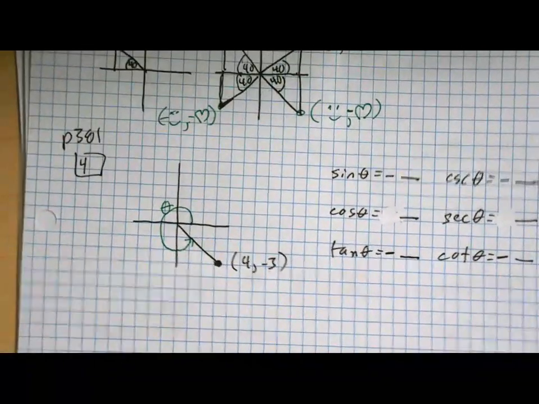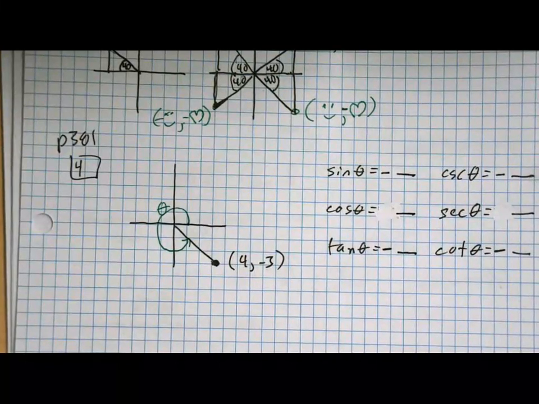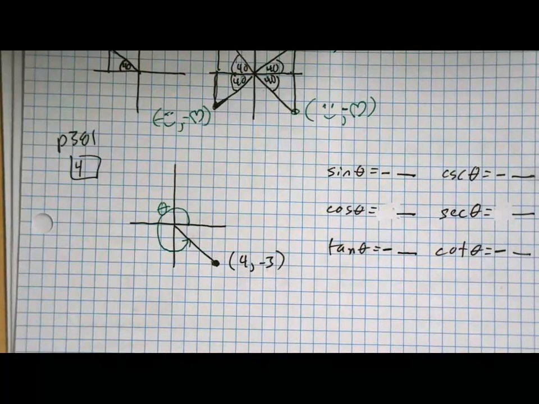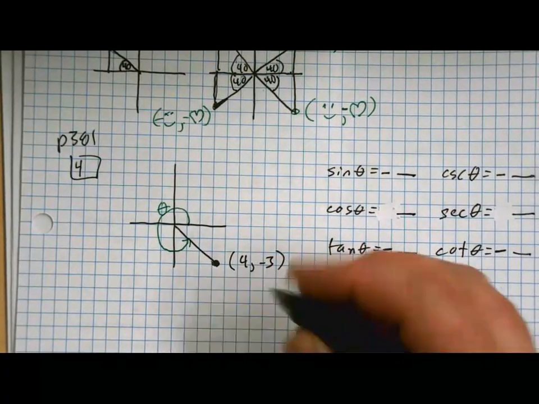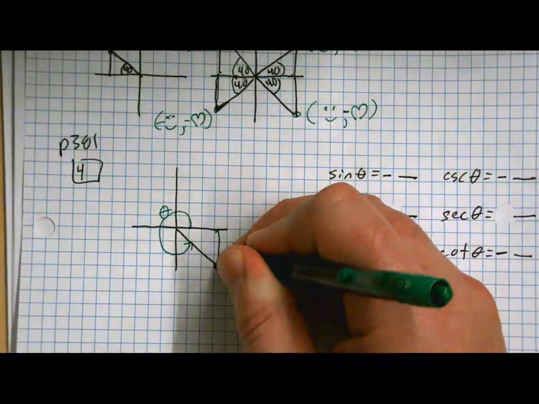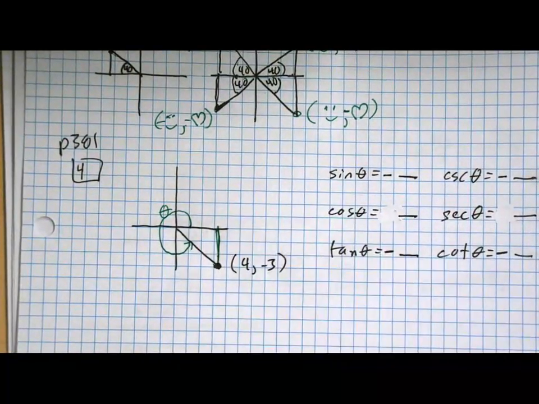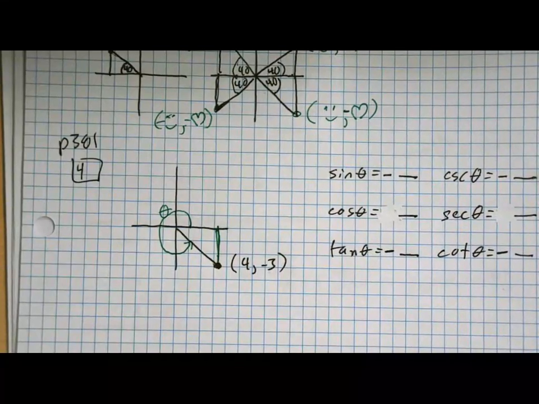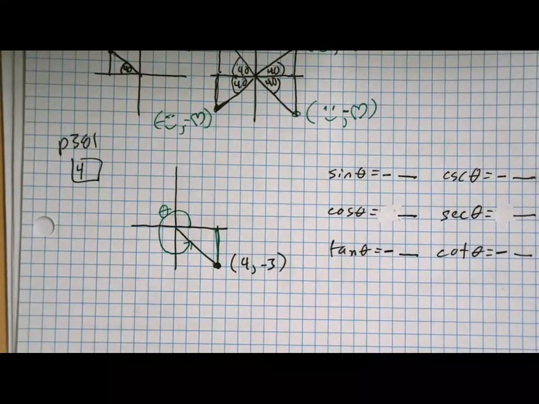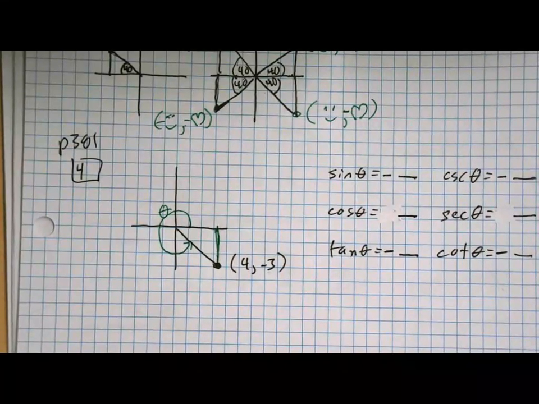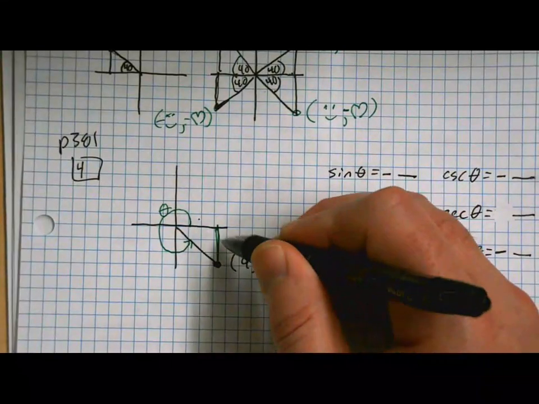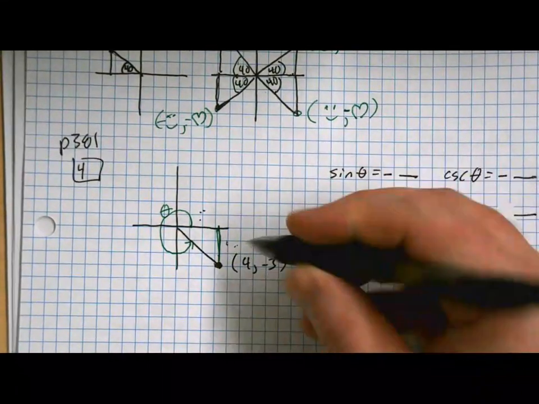To do this, we're going to draw a reference triangle. So please draw a reference triangle that would have this as its hypotenuse. Remember, a reference triangle must connect back to the x-axis always. So there's my reference triangle. Using the coordinates of that point, could you please label how long these 2 legs of the reference triangle are? How tall is this triangle?